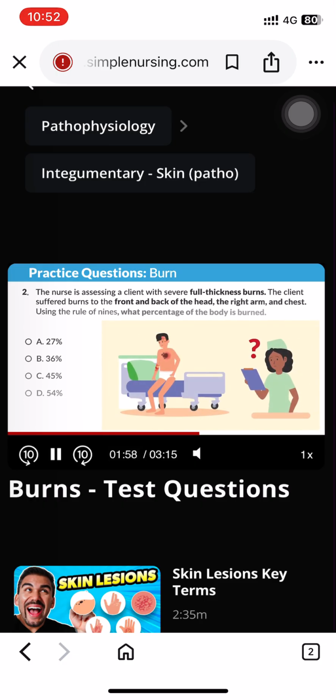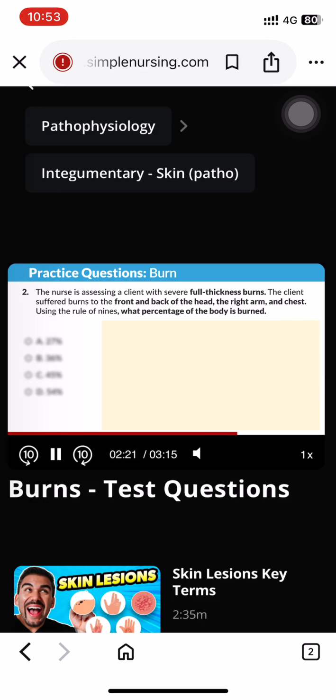The nurse is assessing a client with severe full-thickness burns. The client suffered burns to the front and back of the head, the right arm, and chest. Using the rule of nines, what percentage of the body is burned? So pause the screen and try your best to answer this question in about 60 seconds or less.